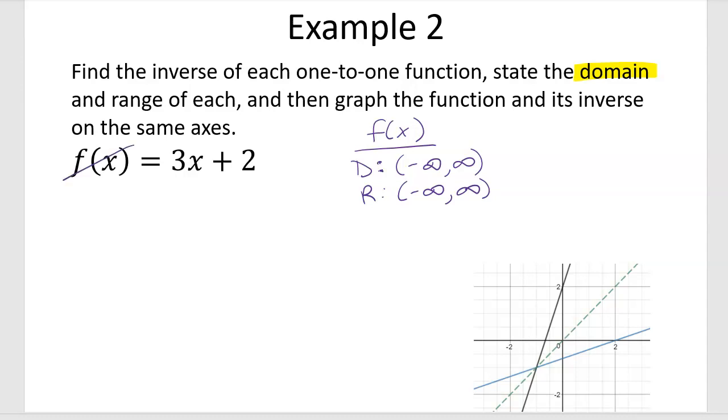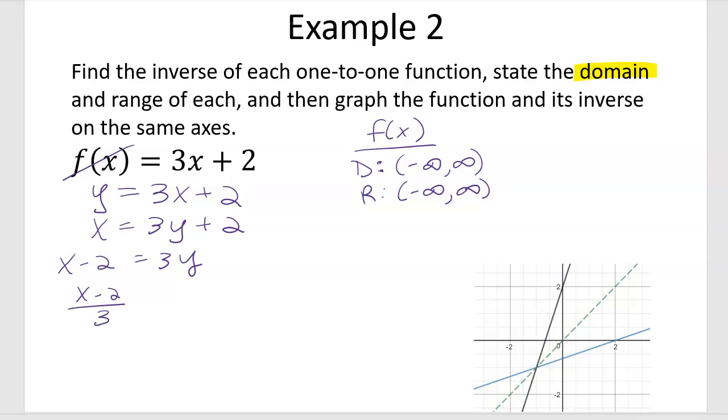So first you want to think about this f of x as being a y, and then you switch your x and y variables, and then you solve for y. So I'm going to subtract 2 from both sides, and then I'm going to divide by 3. And then you take the y out and you rewrite it with the inverse notation. So you would say that f inverse of x equals x minus 2 over 3.